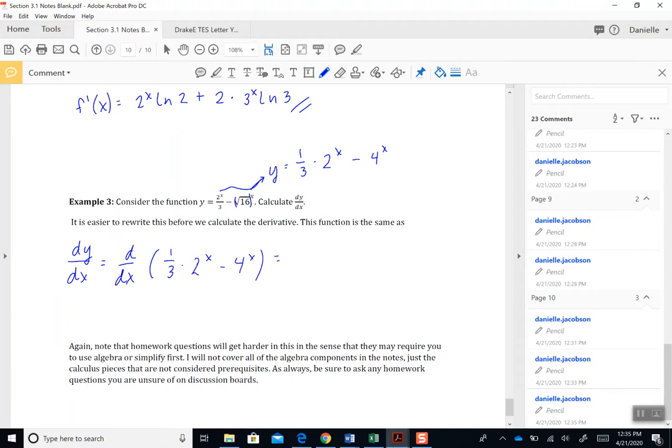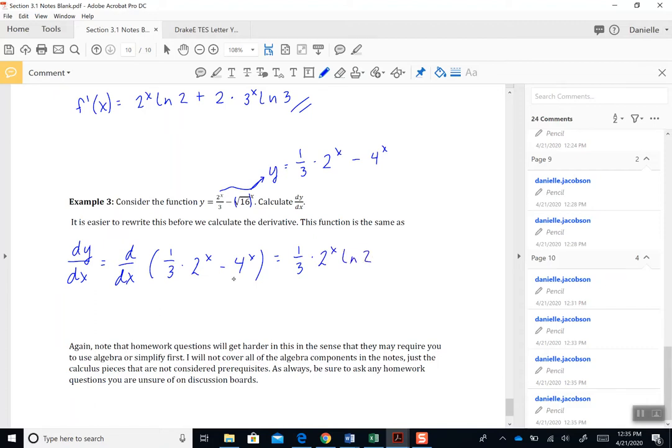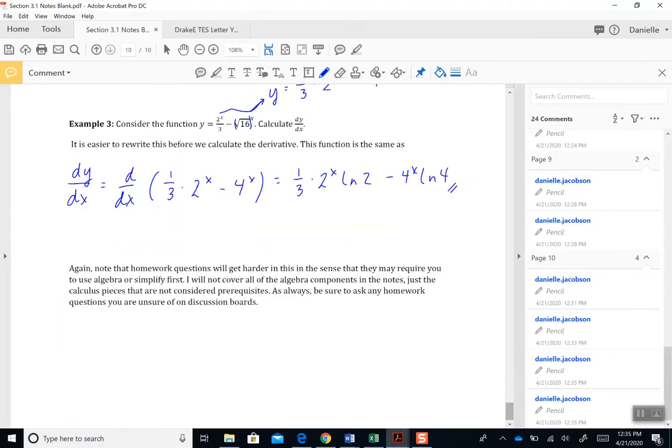Let's calculate. 1/3 is a constant multiple, can pull that out. 2 to the x, I have a constant raised to a variable. Exponential property applies. So I have 2 to the x times ln 2. Hold my minus sign. 4 to the x, I have a constant to a variable. Exponential property applies, so we have 4 to the x times ln 4. That takes care of this part of the notes.